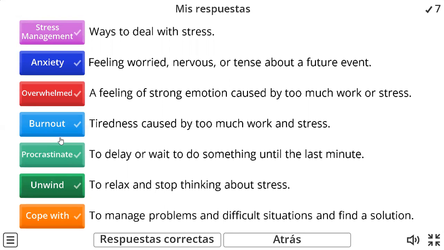Okay, unwind. Remember that unwind is just a synonym of the verb relax. So you stop thinking about stress. That is basically the essential part here. Unwind. Do you unwind frequently, guys? Do you take your time to stop thinking about stress? Do you take your time to relax?